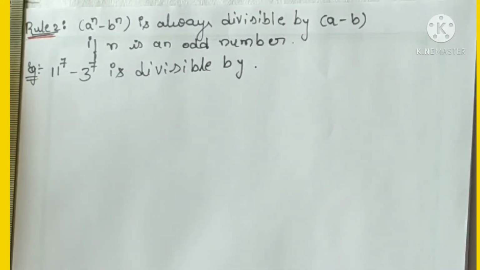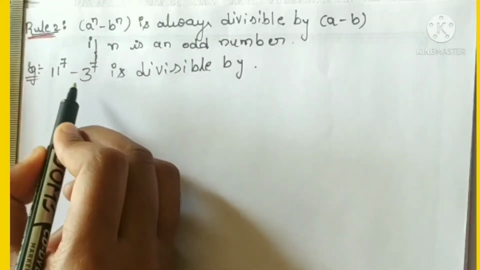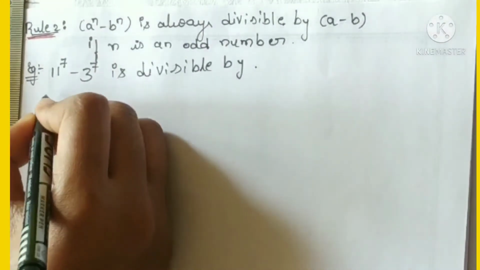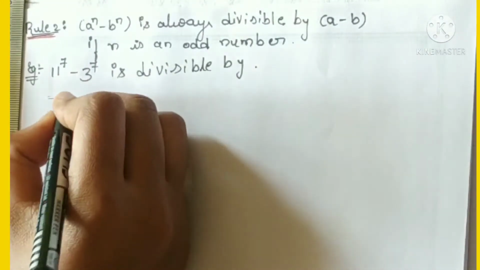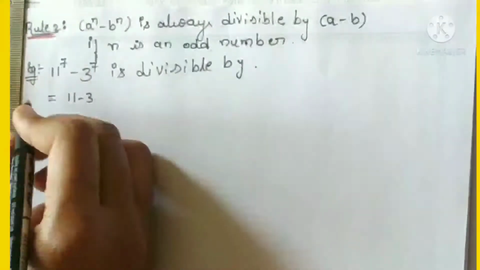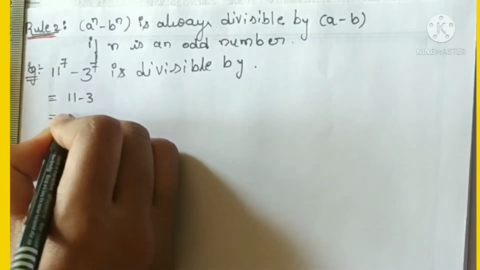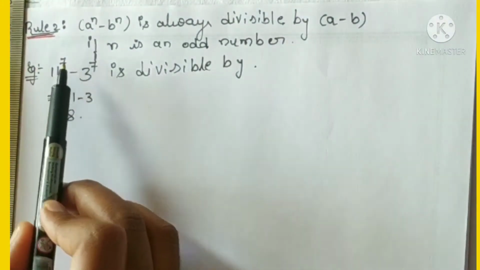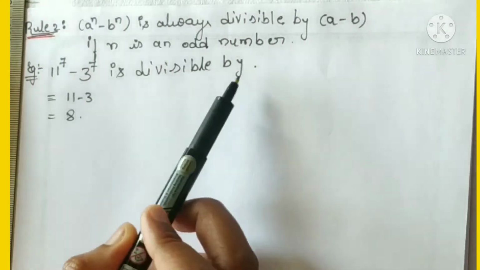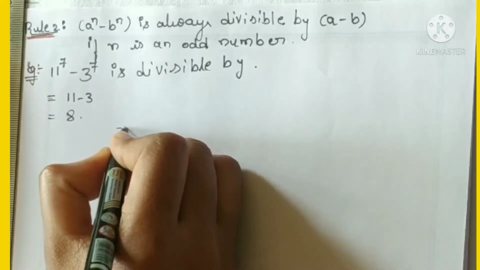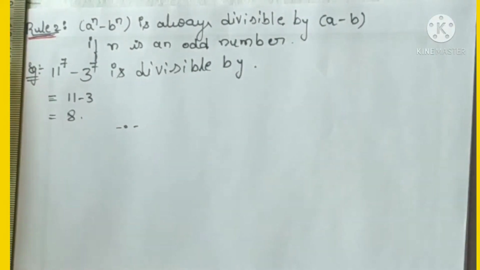So when I apply this rule, 11 to the power of 7 minus 3 to the power of 7 is divisible by a minus b, that is 11 minus 3, which is equal to 8. So 11 to the power of 7 minus 3 to the power of 7 is divisible by 8. This is all about rule number 2. Next, rule number 3.